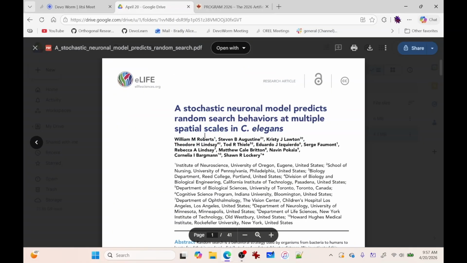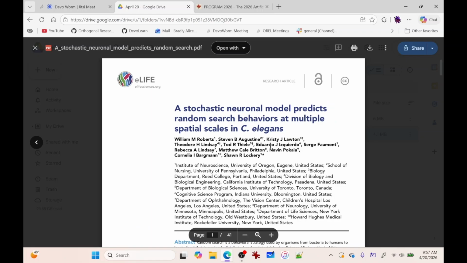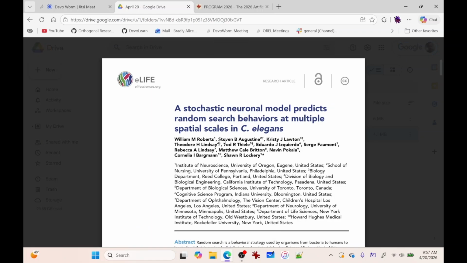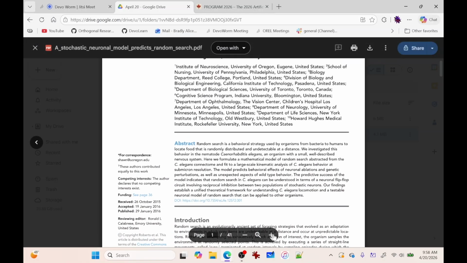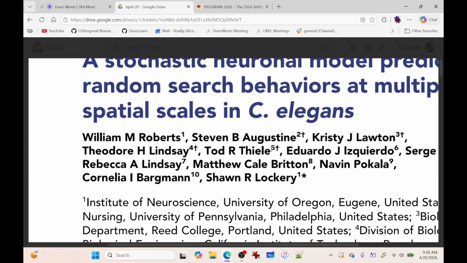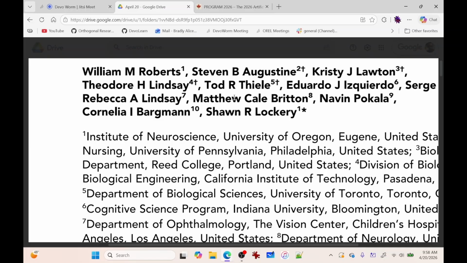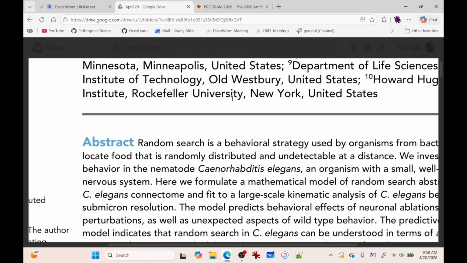The second paper is from eLife. It's actually not a new paper at all. It's from 2016, but this is something that we haven't talked about in the group. This is a stochastic neuronal model that predicts random search behaviors at multiple spatial scales in C. elegans. So let's look at the abstract of this paper. There's some pretty big names in the field on this paper: Eduardo Izquierdo, Cornelia Bargmann, Shawn Lockery, people you'd be familiar with if you know C. elegans biology.